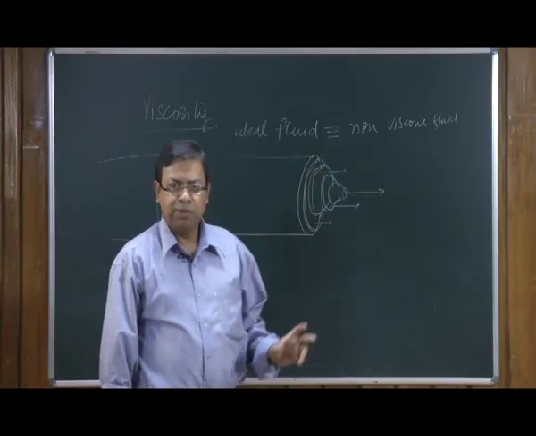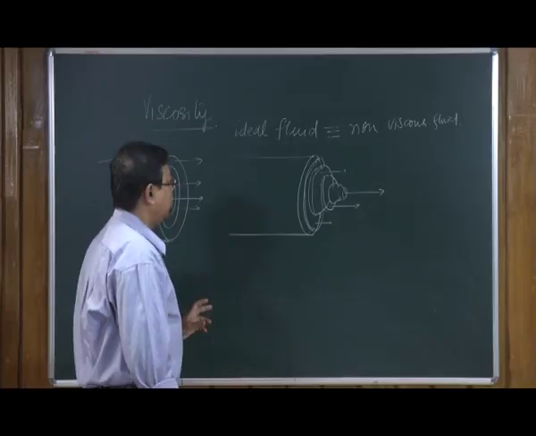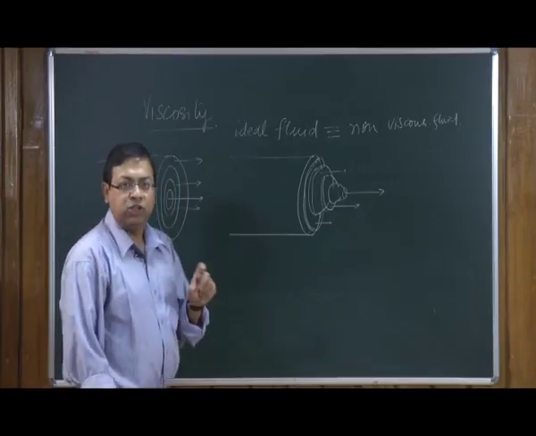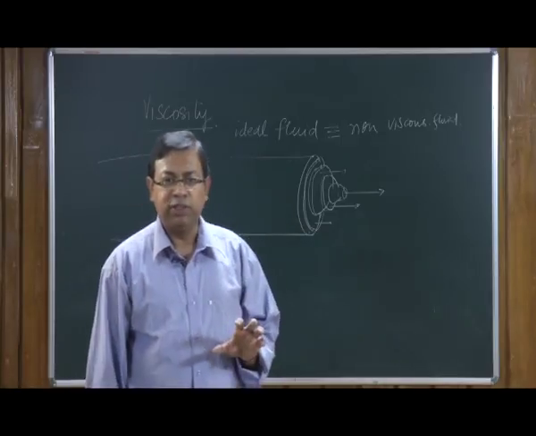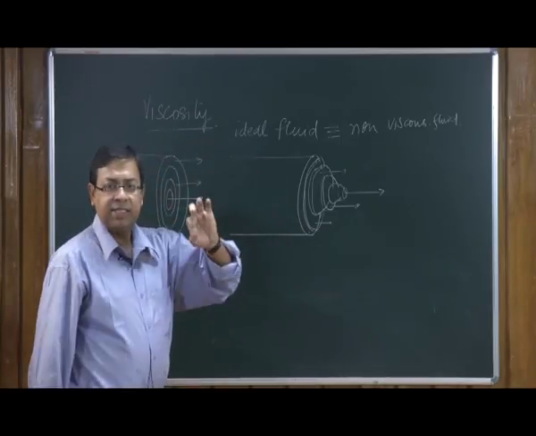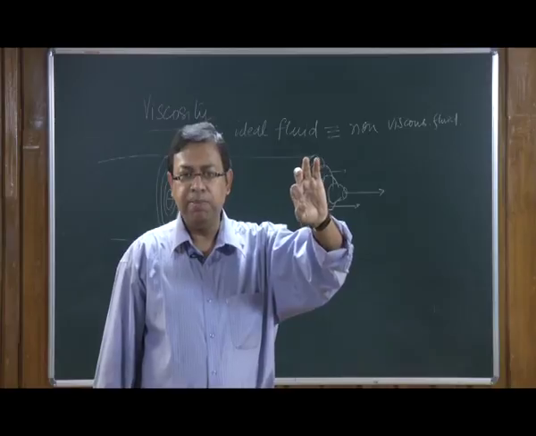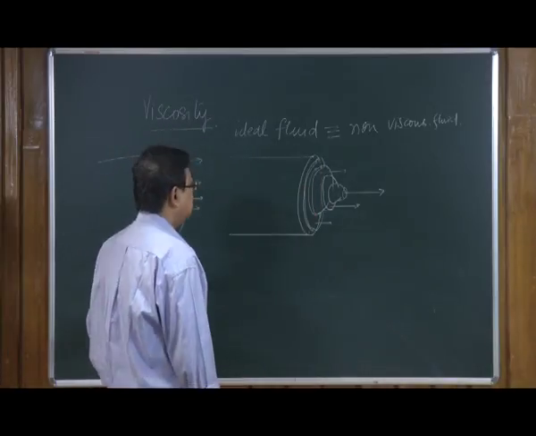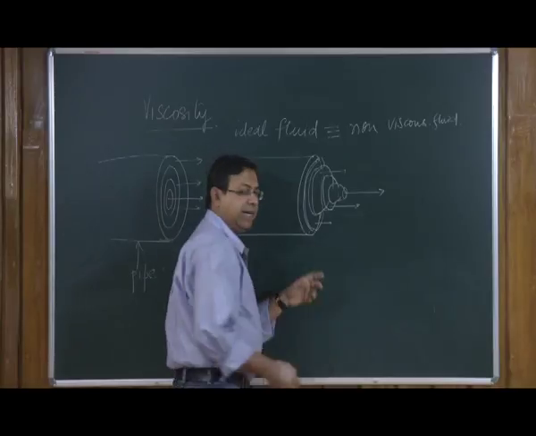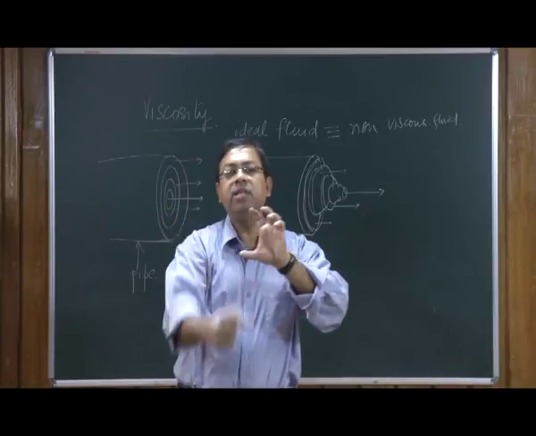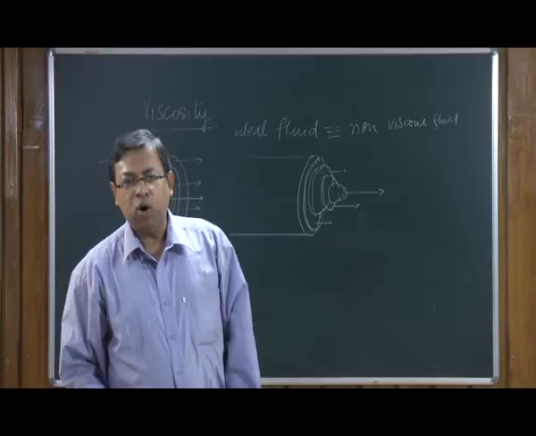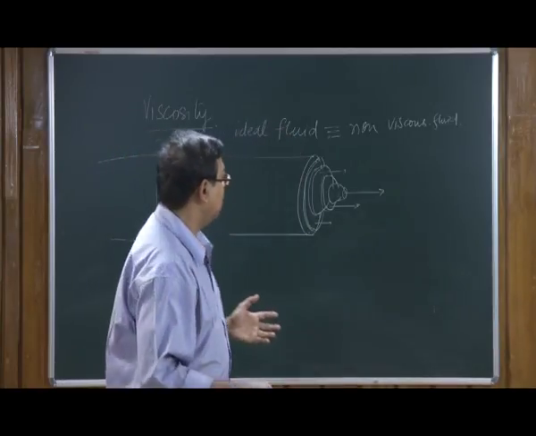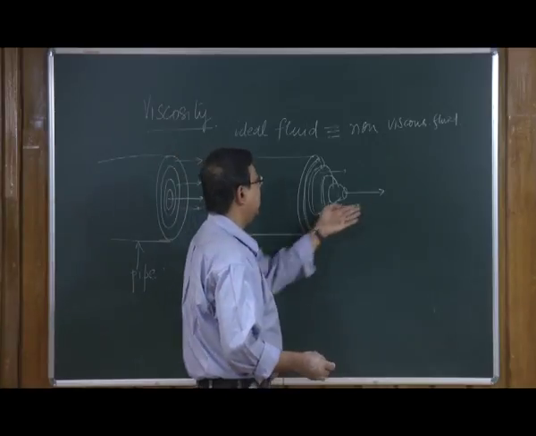So, the drawing has not been very good, but what I am trying to show is that each of these layers actually move with different velocities, and the layer that is right at the middle of the pipe moves fastest, that is with the greatest speed, and the one that is in contact with the periphery or the inner wall of the tube does not move at all. So, the velocity gradually decreases.